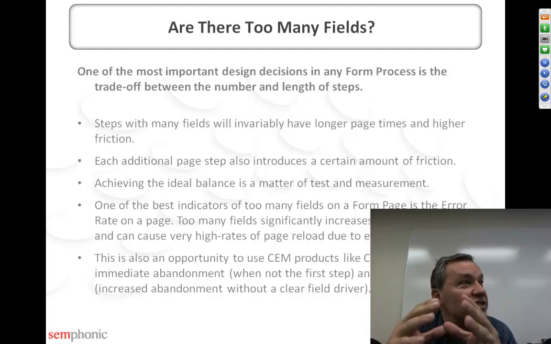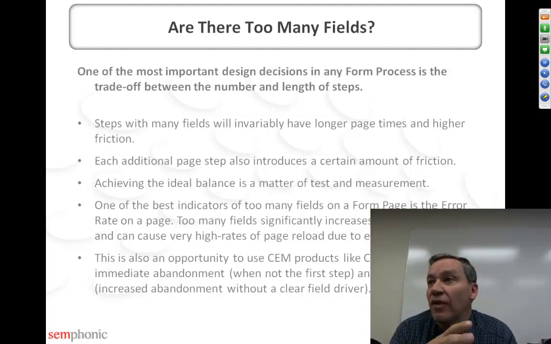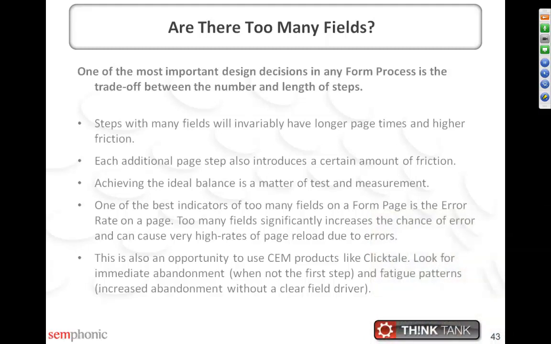Form friction is easiest fixed on the pages with the lowest drop-off. So as an analyst, don't ever focus too much on the pages that look like they have the worst problems. A lot of times those are the least offenders in terms of form drop-off. So one other thing I'll mention about this, two other things I want to talk about here.